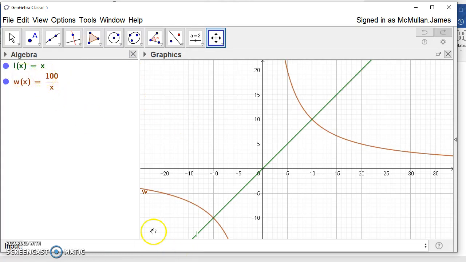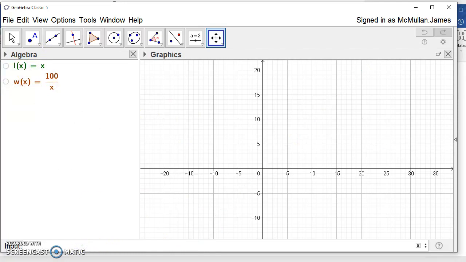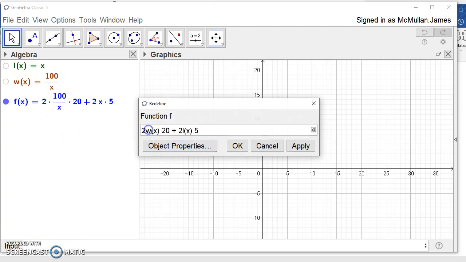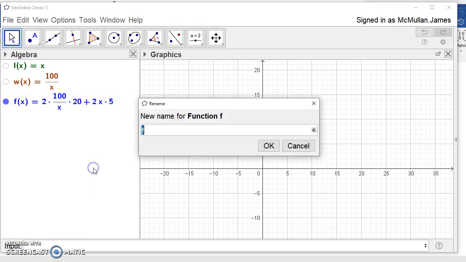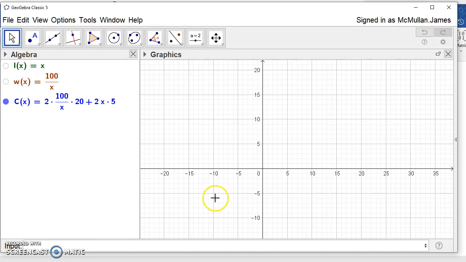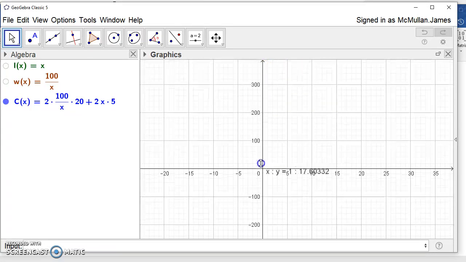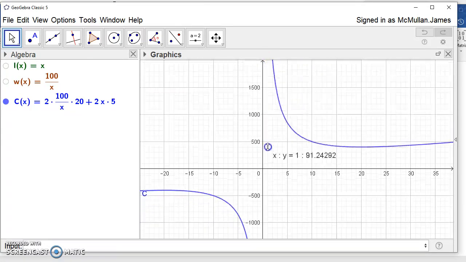Okay, so we get, this is our width and length function. We then know that the cost of it was 2 width, so the area, it's 2 width times 20 plus 2 length times 5. That was our cost function from before. I'm just going to rename it to C. Okay, so the cost of building this thing, you can see, looks like this.